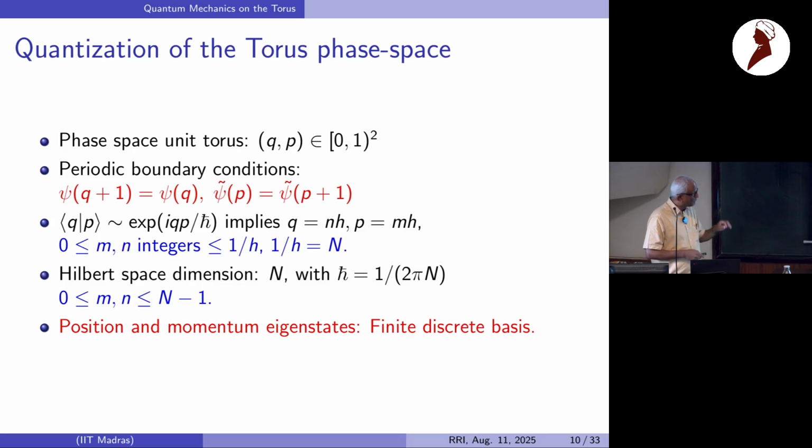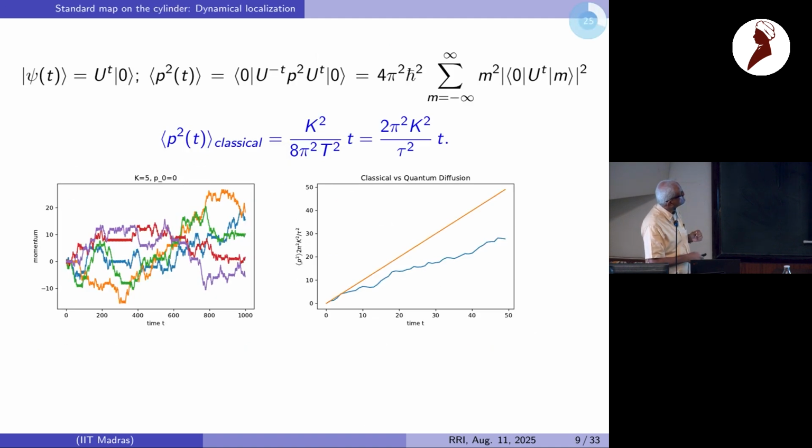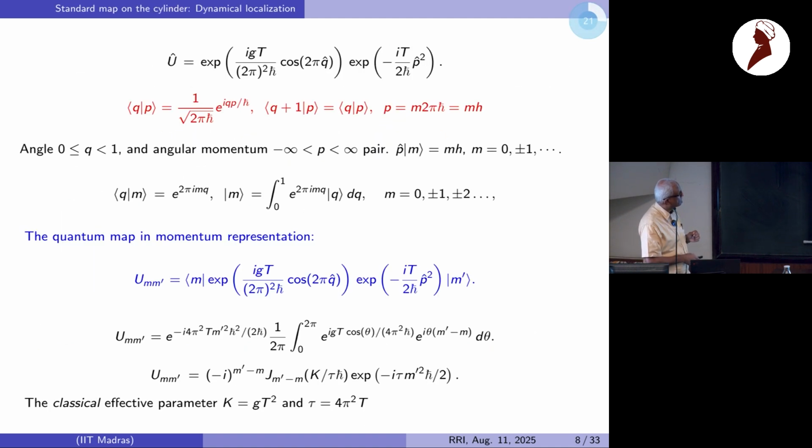Now, we saw all those pictures on the torus. This is on the cylinder. By the way, there is a fair bit of difference between cylinder and torus. Cylinder is basically like a scattering problem because your momentum can go to plus minus infinity. And the spectral nature of these unitary operators is in fact very involved.